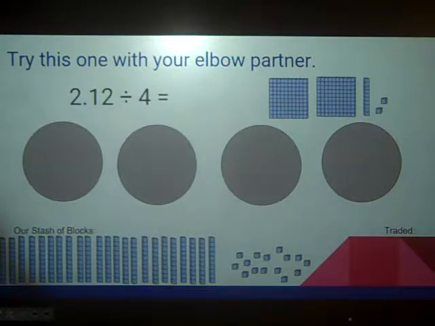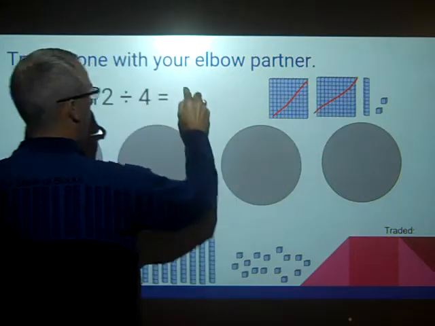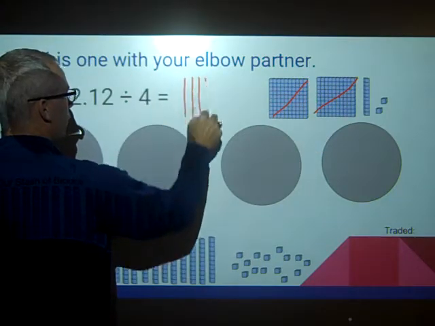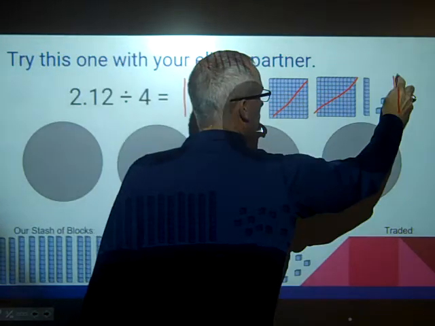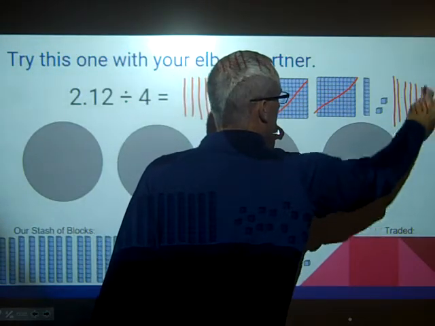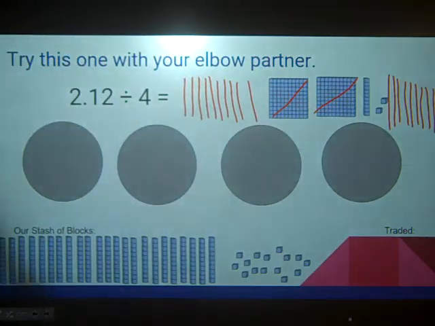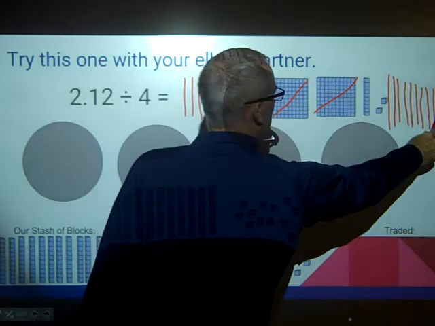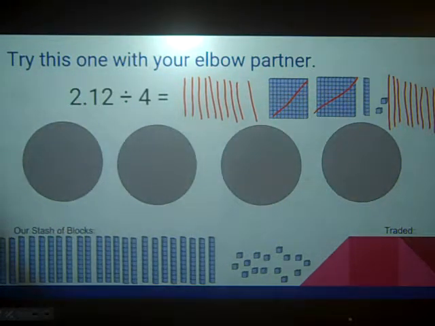Yes, Anna? Trade the 2 hundredths for the 10. Let's change these 2 hundredths into 20 tens, okay? So now I've got 1, 2, 3, 4, 5, 6, 7, 8, 9, 10. That's that one. And then 10 more. All right, now I've got 21 tens. Can I divide 21 tens evenly by 4? No, I can't. So what can I do?